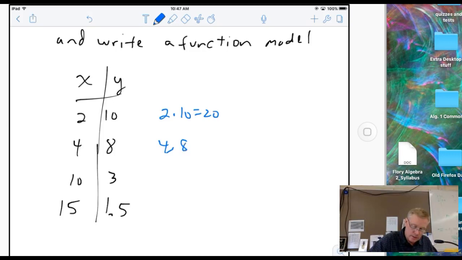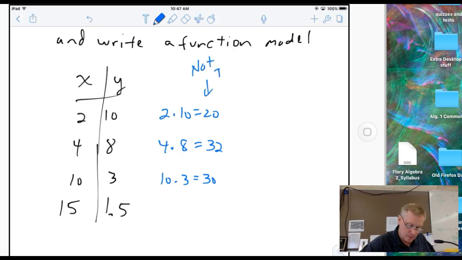4 times 8 is 32. 10 times 3 is 30. I got a problem. Those are not all the same numbers. They have to all be the same thing. Otherwise, it's not inverse. Let's see whether it's direct.